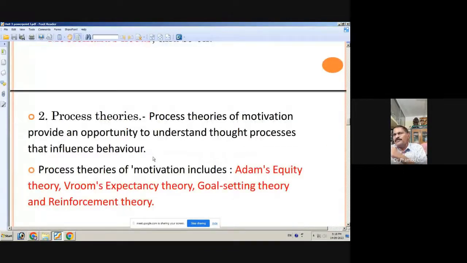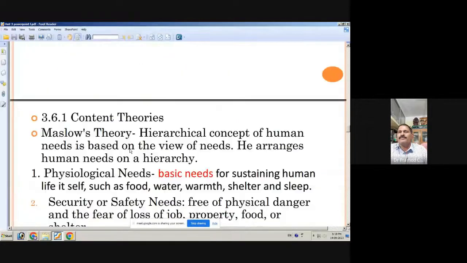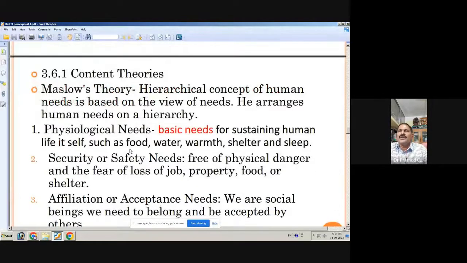But process theory is always related to how motivation provides an opportunity to understand the thought process of ourselves, and it influences the behavior. Process theory of motivation includes Adams' equity theory, Vroom's expectancy theory, goal setting theory and reinforcement theory. Let us come to discuss the content theory, Maslow's theory. That is hierarchical by nature, and he arranges the human needs in a hierarchy.